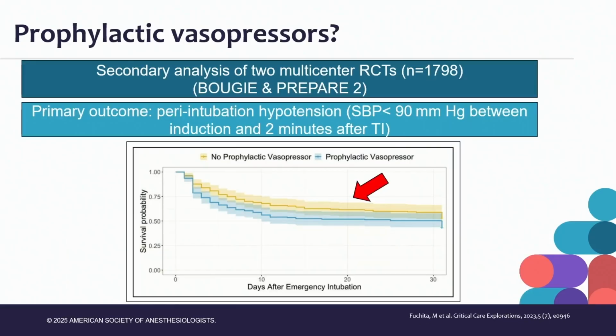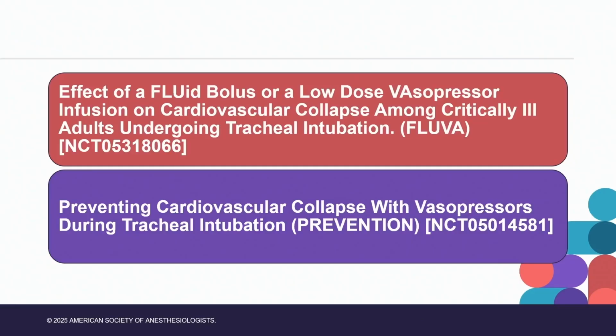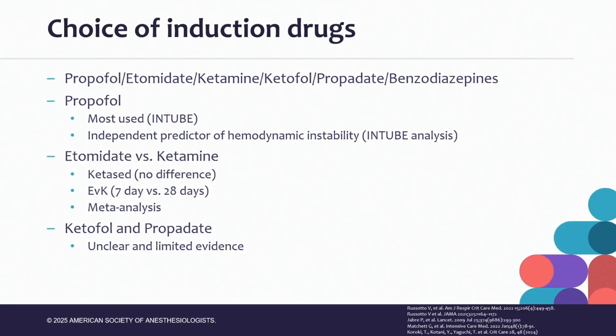What about vasopressors? Now, there are no randomized controlled trials looking at this yet. The one that came to my attention was this secondary analysis of the PREPARE 2 and the BUJI trial, which looked at peri-intubation hypotension in patients that received prophylactic vasopressors versus those that did not. Again, they did not show any difference in outcomes based on this propensity matched analysis. Now, there are two large studies, FLUA coming out of India and Prevention coming out of Italy. Vincenzo is running that. So we'll see if these results can help us determine which patients would benefit from these vasopressors.